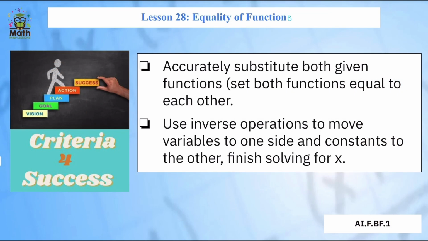Welcome to lesson 28, Equality Is a Function, and it has to do with two functions that are equal to each other. To do well on this lesson, you have to accurately substitute both given functions. Then we set them equal to each other and use inverse operations to move variables around, because remember, we want all the same variables on one side of the equation and all the constants on the other side so you can solve for x.